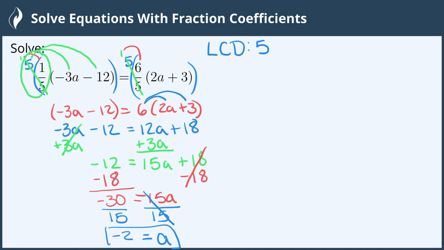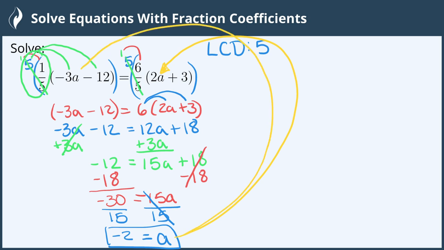So our solution is a equals negative 2, and we can always go back and substitute it into the original equation to check to see if we have the correct solution. I'm not going to demonstrate that here, but you can try it on your own, and we're all done.